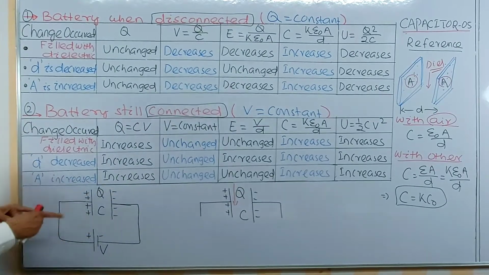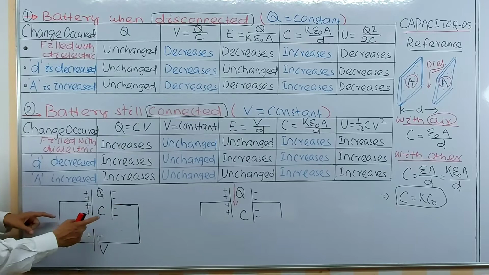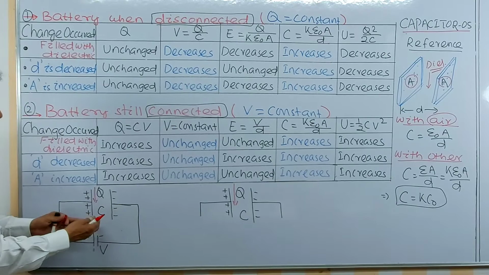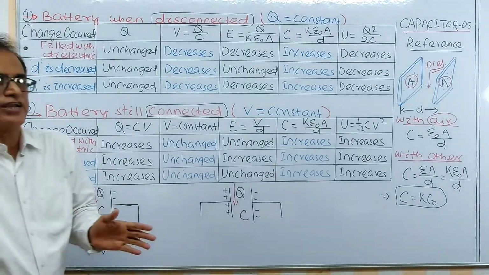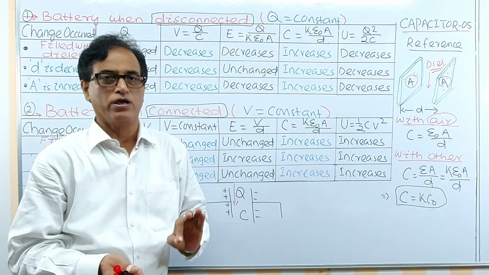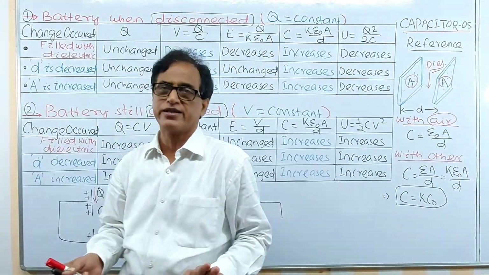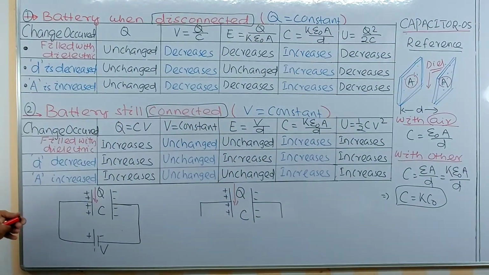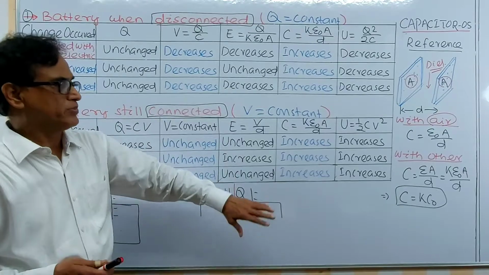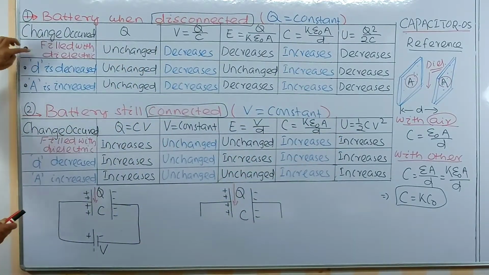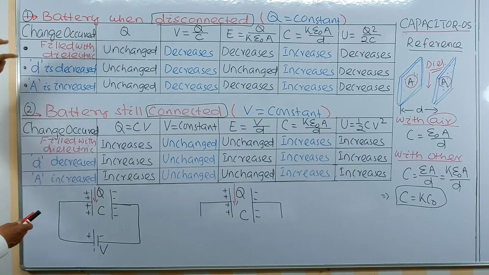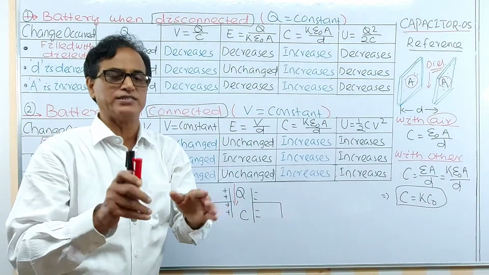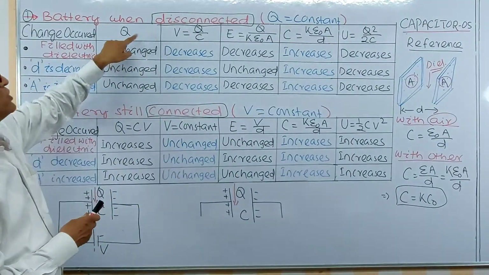And second, we will consider when the battery is still connected. Battery still connected, you will introduce the dielectric, you will decrease the distance, you will increase the area. So there are some different cases you can see in the tabular form, a very important table for any multiple choice questions for entrance examinations, also for any board examinations. Now here what happens? In each case, I have considered three cases, 1, 2, 3: filled with dielectric, distance decreases, area increases. In all cases, capacitance increases. Then we will see what happens to these factors.